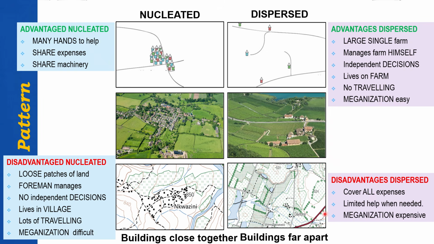You say limited help when needed. Limited help when needed. Now, this is true because imagine if someone was to attack you here on your farm. Your neighbors are far away. They won't even know that something happened to you until weeks go by. So there's limited help. There's also a lack of social life when you're in a dispersed settlement.